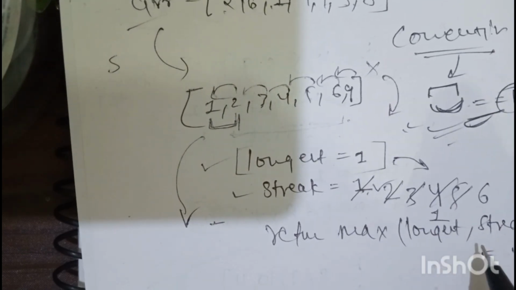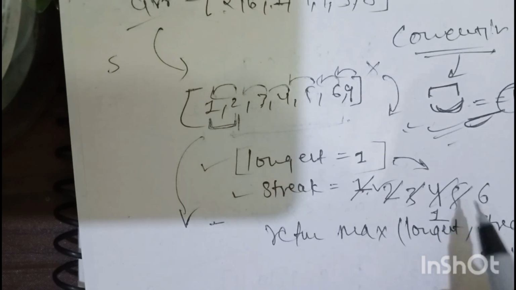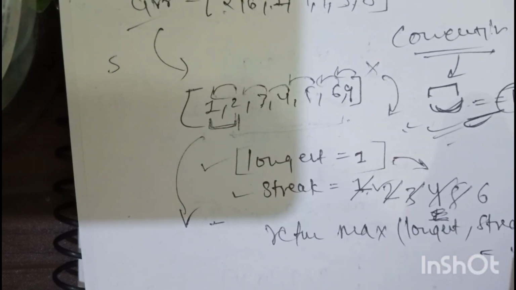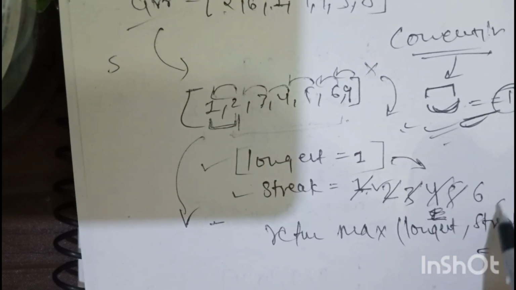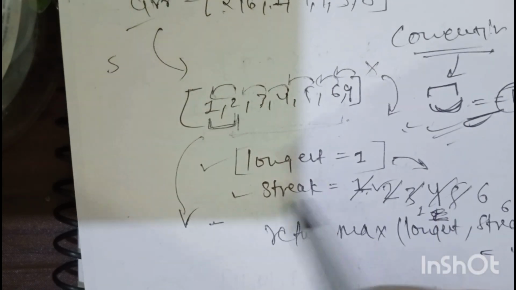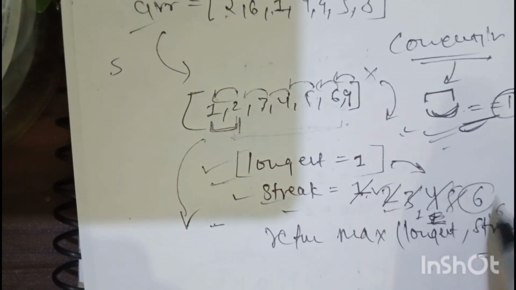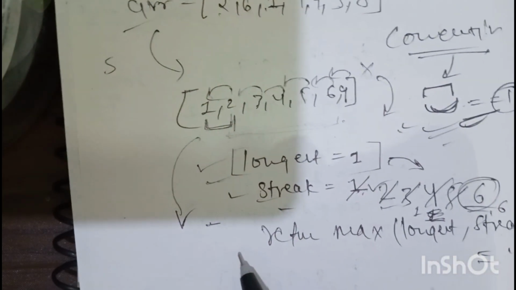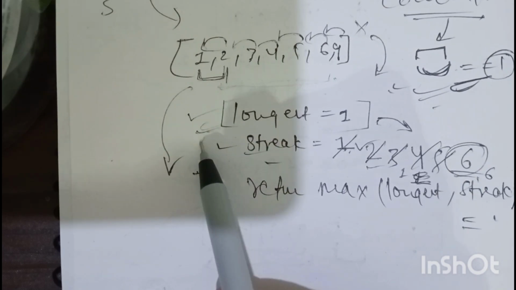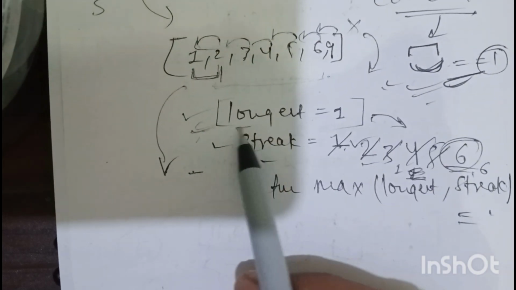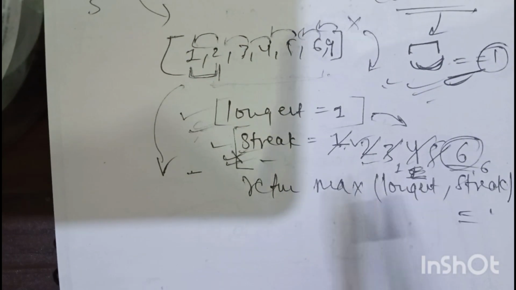Longest remains 1 because there is no breaking of the condition. Streak will be 6 and longest is 1 because there is no break of condition, so we can't update it. Only streak will contain our answer. But let's discuss one more case where we break this, and you will also understand why this streak variable is necessary.